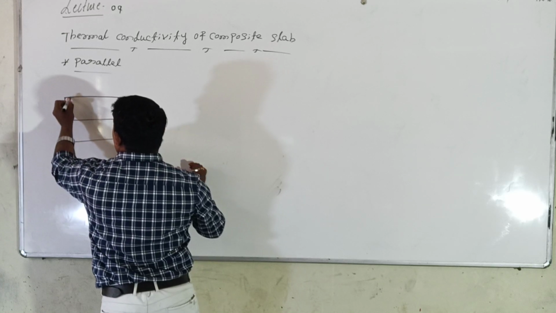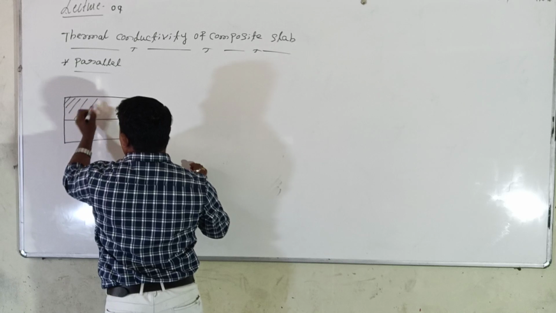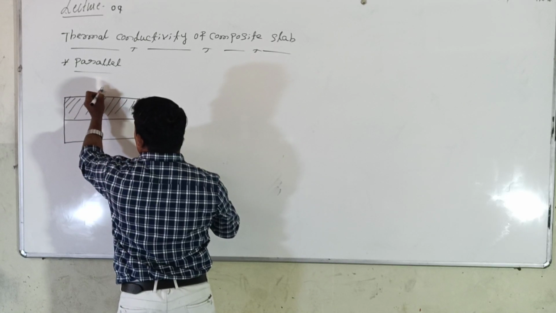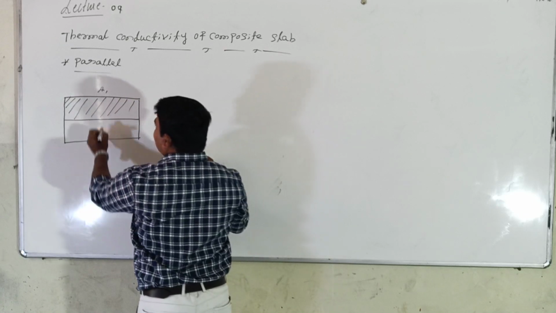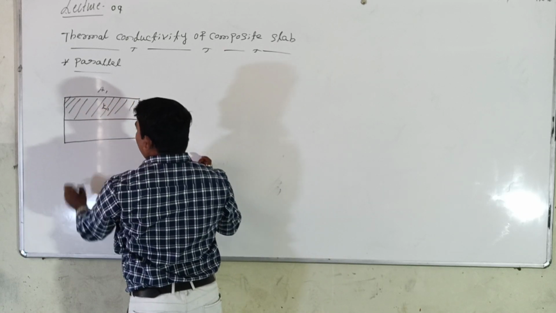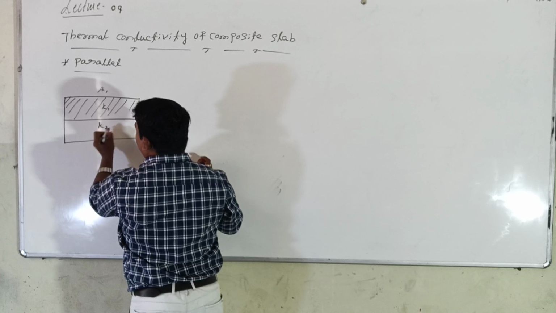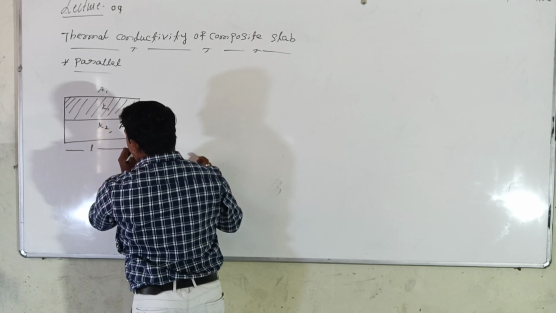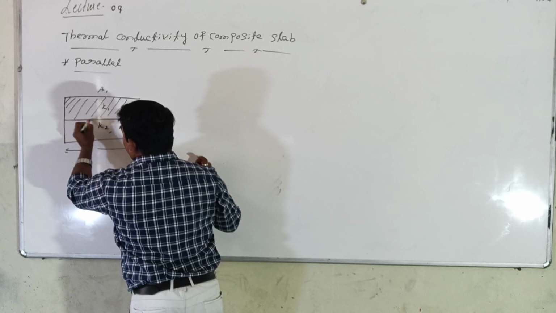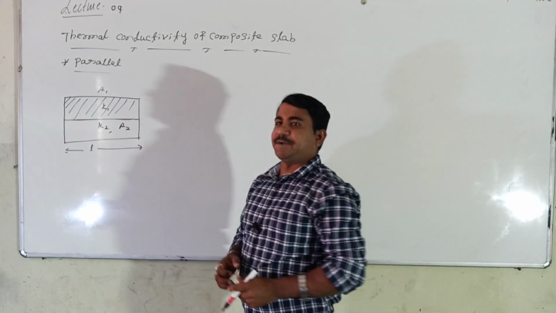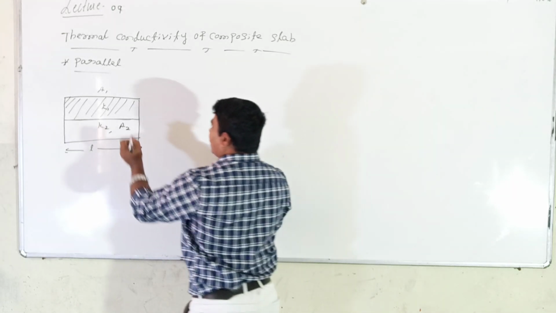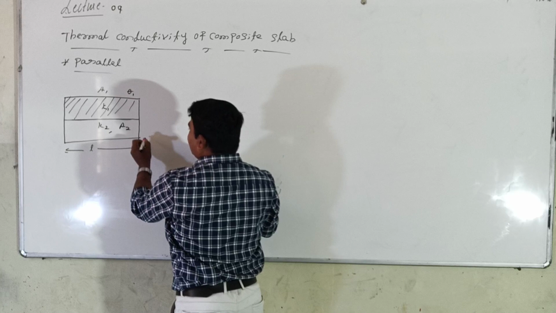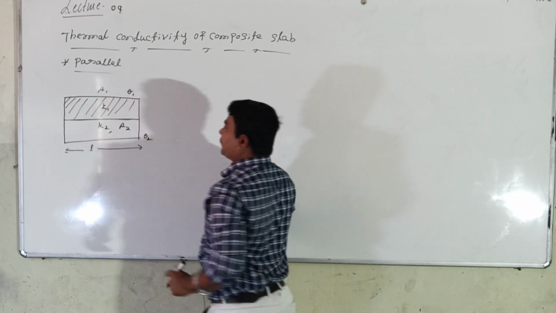This is one slab, of area of cross section A1 and thermal conductivity K1. And the second slab has thermal conductivity K2 and area A2. But both rods have the length L. Both are connected here. Now let theta 1 represent the temperature of rod 1 and theta 2 represent the temperature of rod 2.